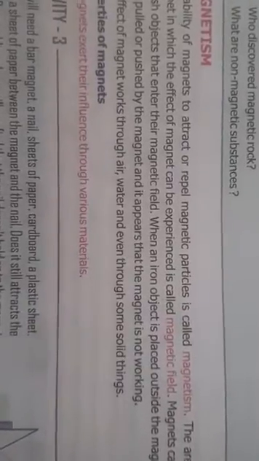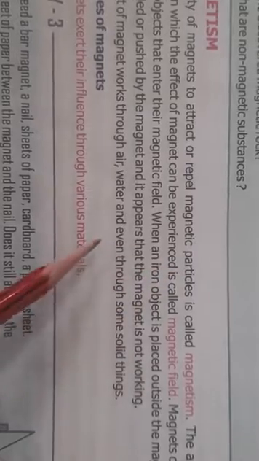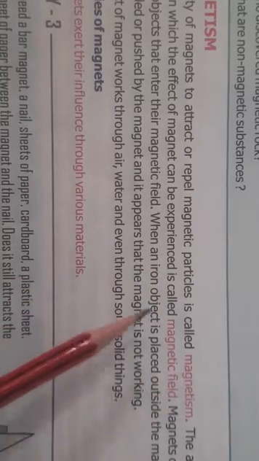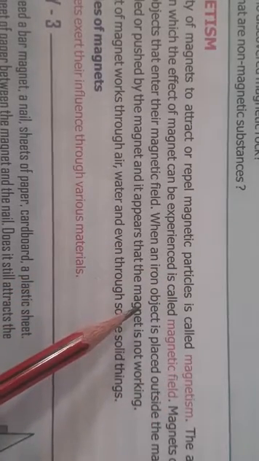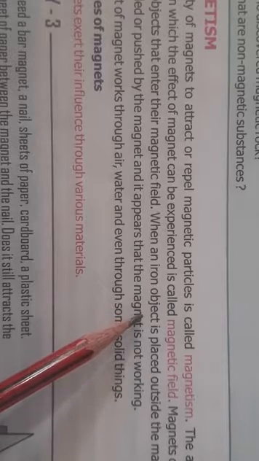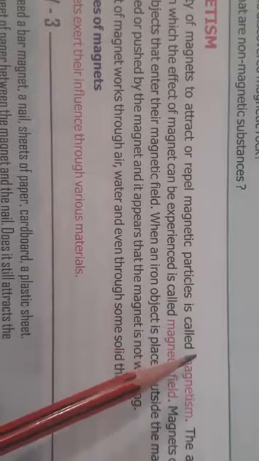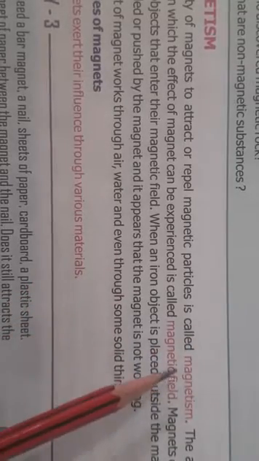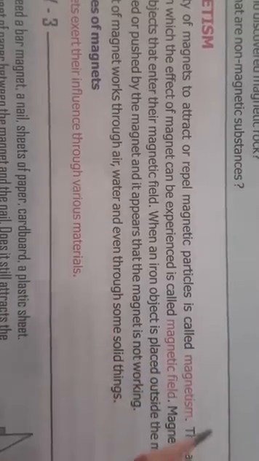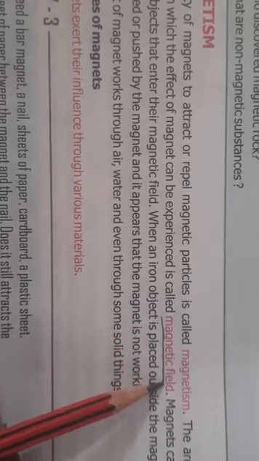You all must have seen that if you use a magnet, at least at some part of that magnet, the iron particles or the nickel, steel or cobalt particles will get attracted. And if it is at a very far off distance, it will not get attracted. So the area around which the effect of the magnet can be felt is called the magnetic field.